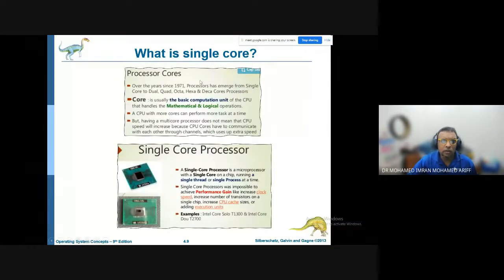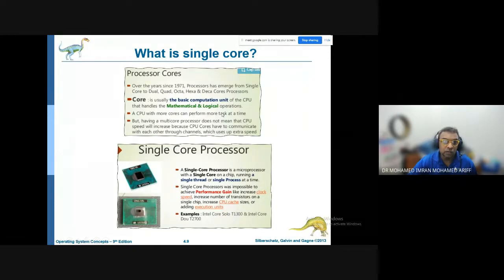What is a core? Over the years, processors have emerged from single core to dual, quad, octa, hexa, deca core processors. A core is usually the basic computational unit of the CPU, which handles maths and logical operations. A CPU with more cores can perform more tasks at a time. Task here refers to more processes.